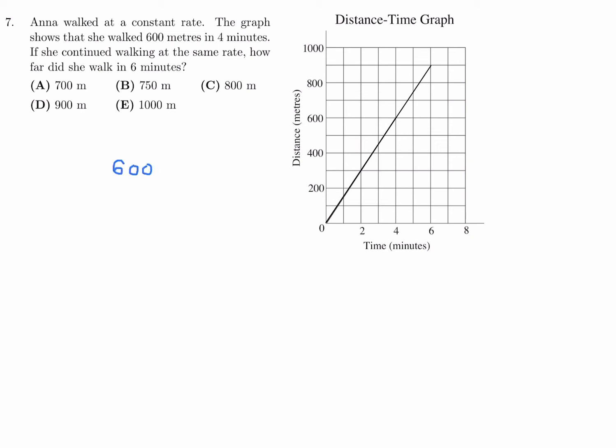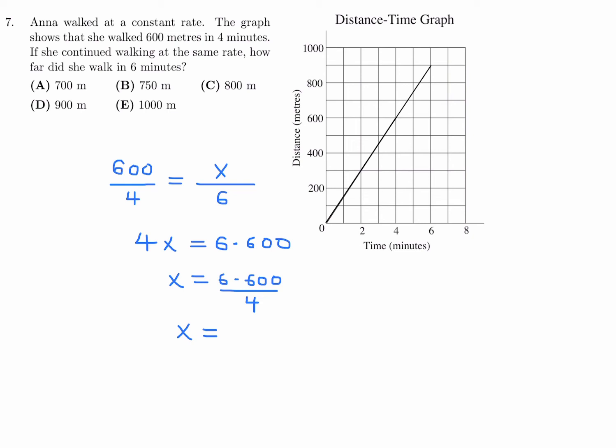600 meters over 4 minutes is equivalent to a certain number of meters over 6 minutes. So if you cross multiply, you get 4x is equal to 6 times 600, and therefore x is equal to 6 times 600 divided by 4. So 600 divided by 4 is 150, and then 150 times 6 is 900. So in both methods, I got 900. So number 7, the answer is D.